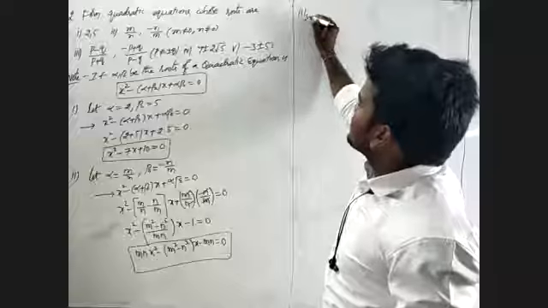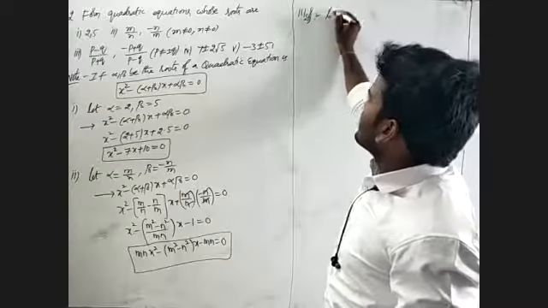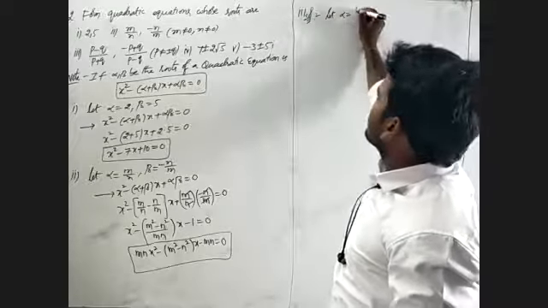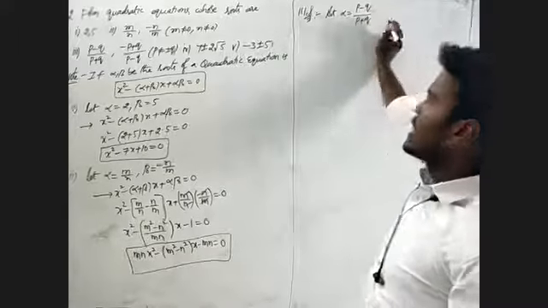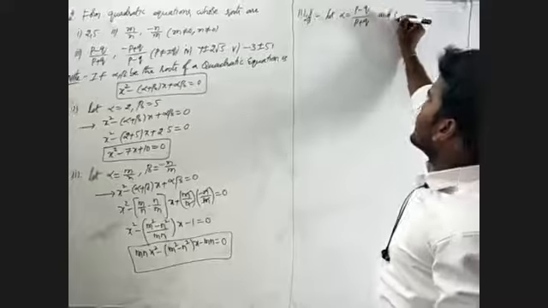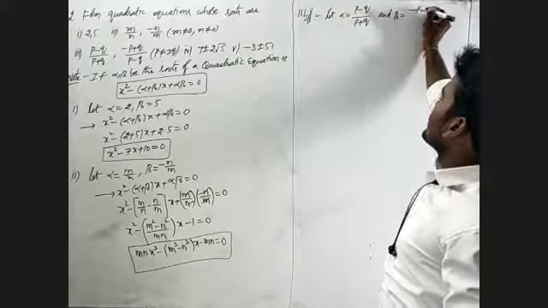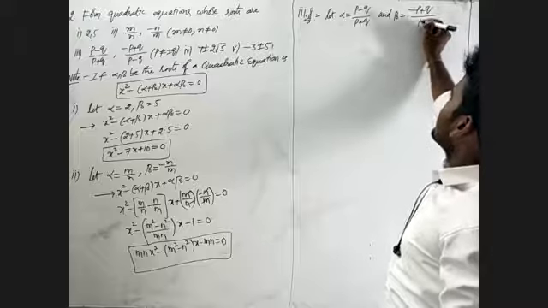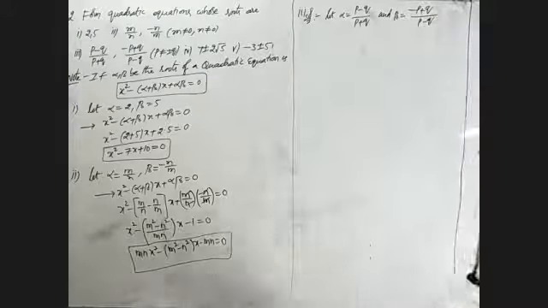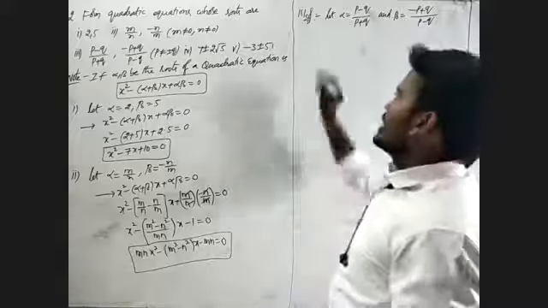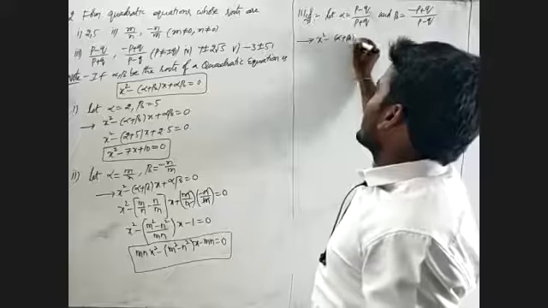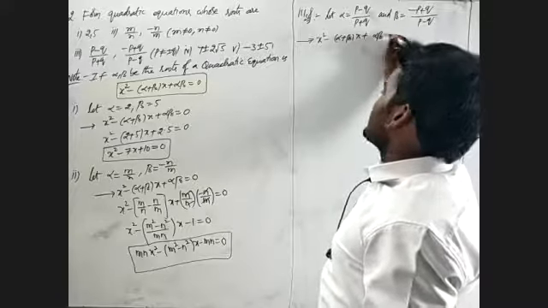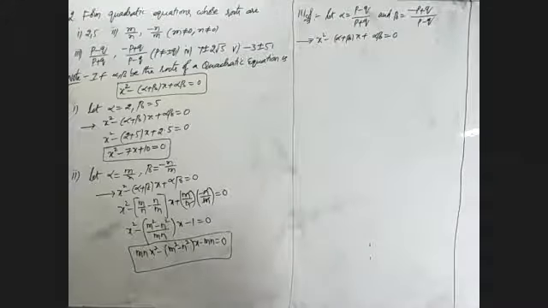Let alpha be equal to (p minus q) by (p plus q), and beta is equal to (minus p plus q) by (p minus q). Here also we write the given quadratic equation: x square minus (alpha plus beta) into x plus alpha beta is equal to 0. I have to substitute the alpha and beta values.